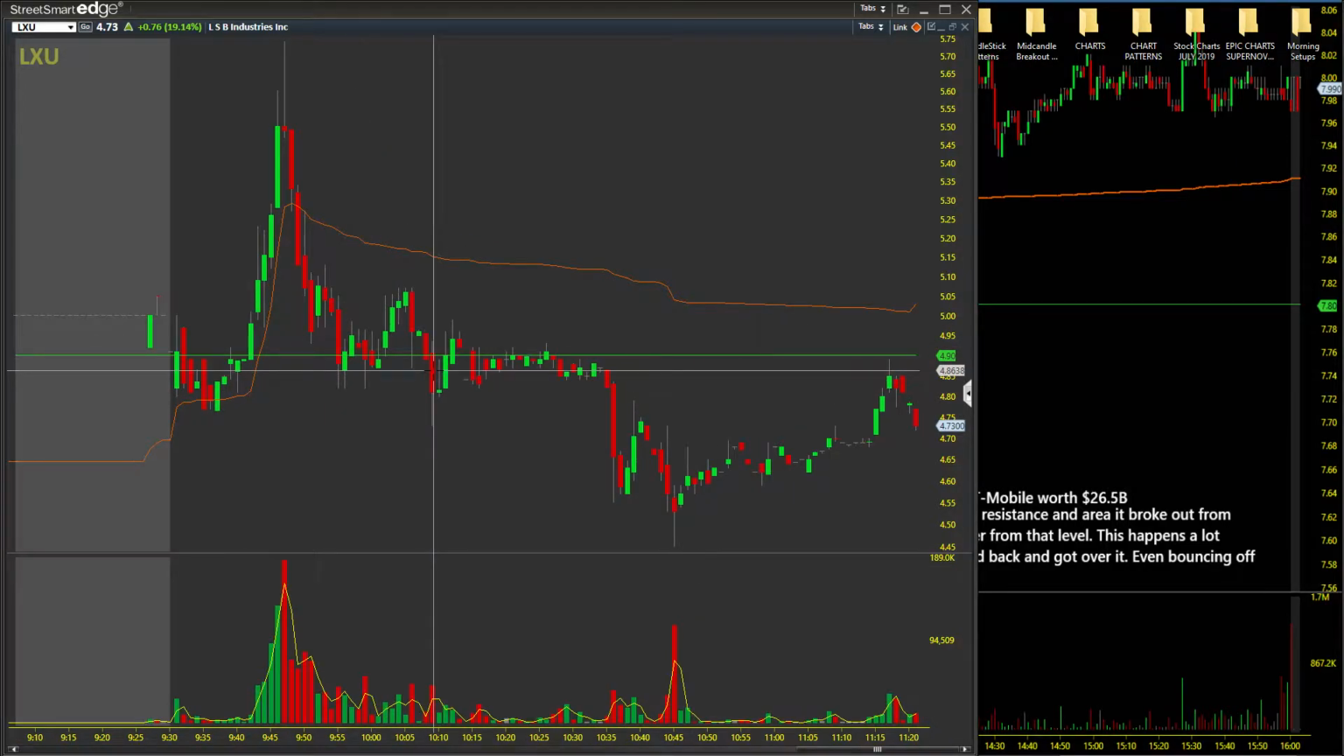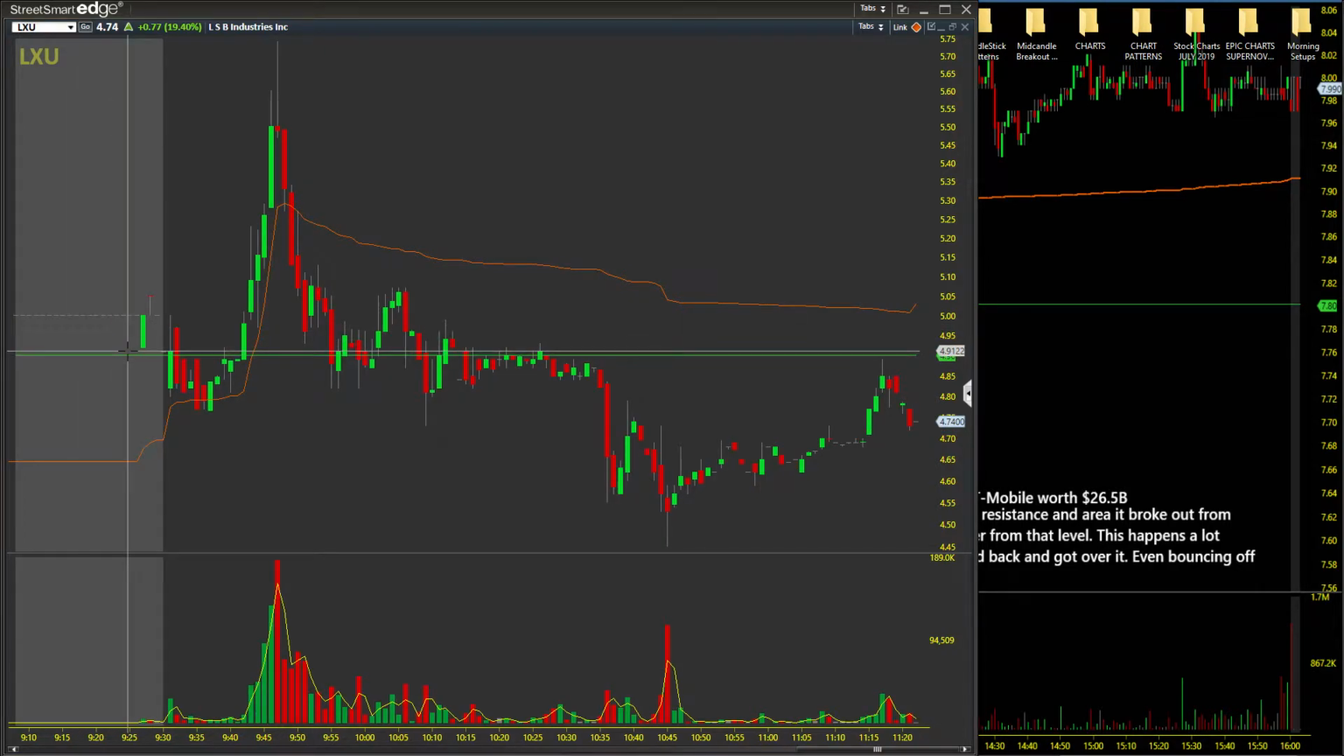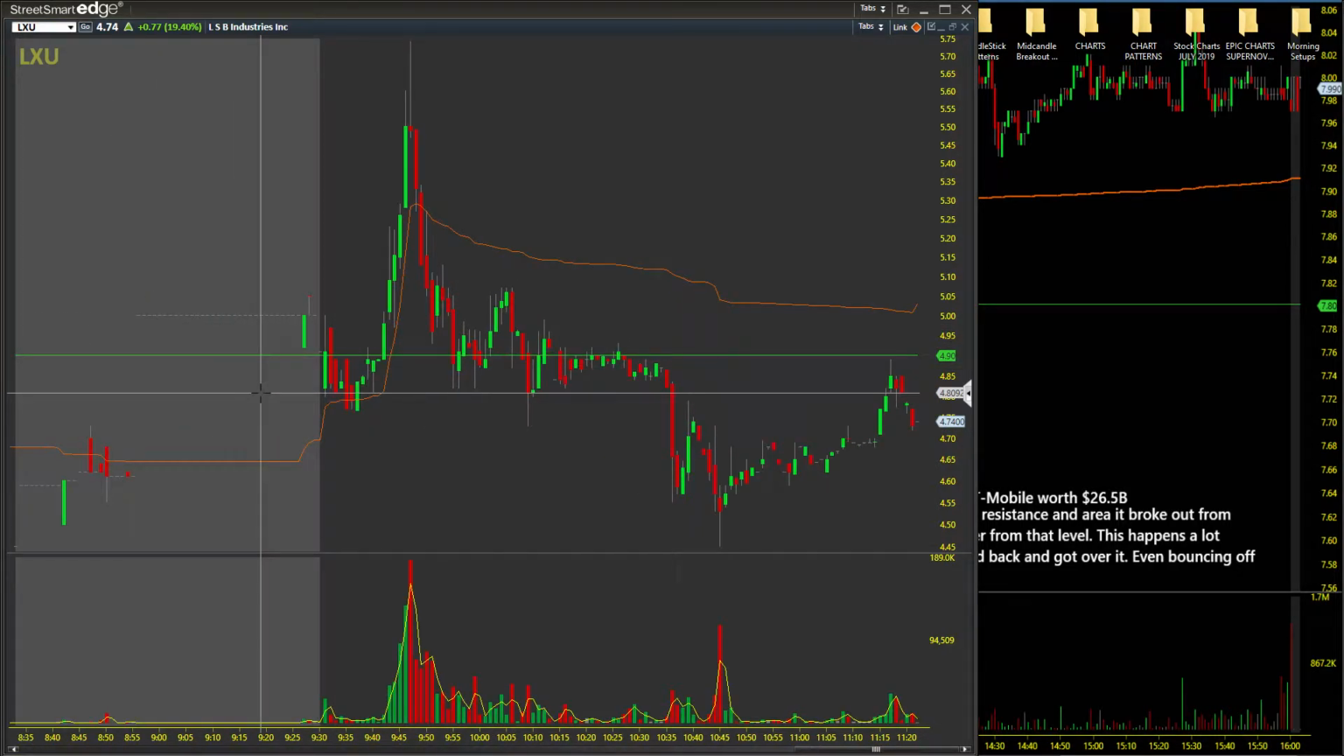So, LXU, let's get into this example of supply and demand and reading the tape. I'm watching LXU. This is the stock I took a loss on, but the setup is my bread and butter setup. My setup isn't broken. I just overlooked the market conditions we are in, and I overlooked all the signs that LXU was giving me.